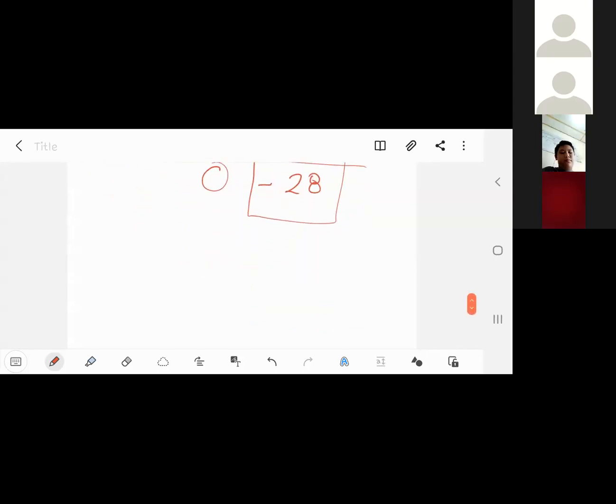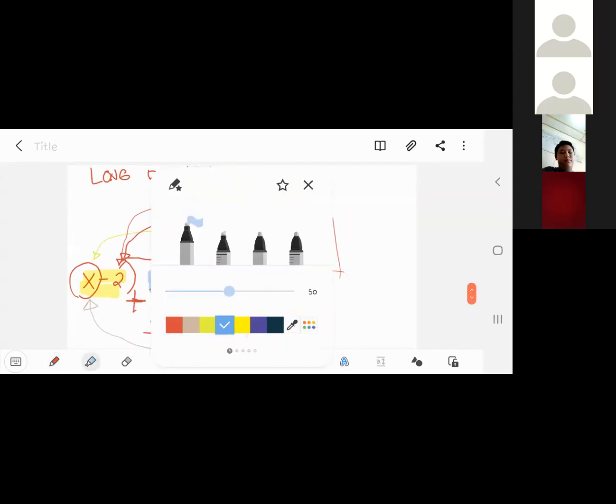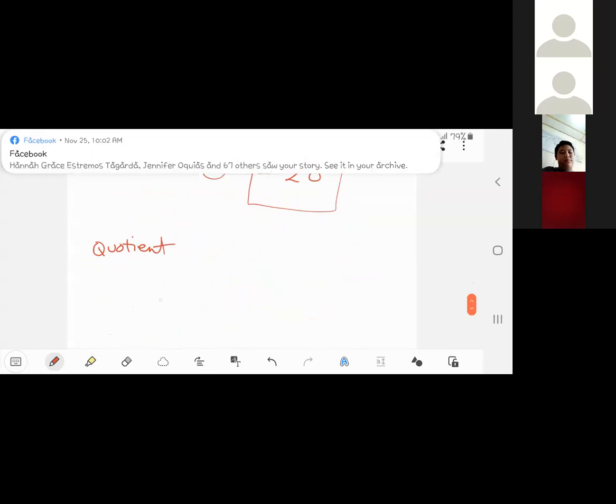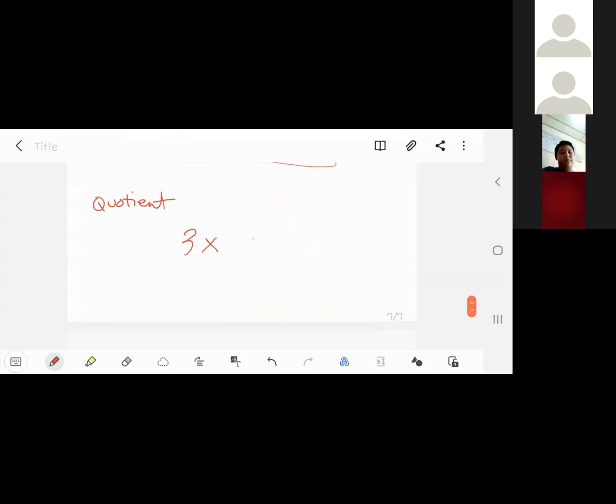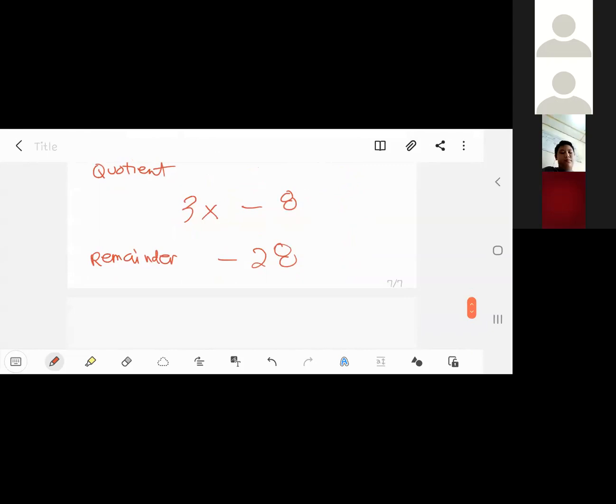Okay, so, therefore, the quotient, this is the quotient. So your answer is 3x minus 8. And your remainder is how much? Negative 28. Okay, did you get it?